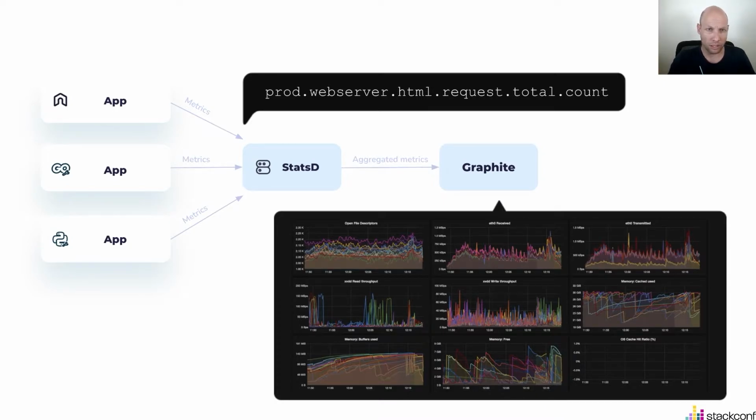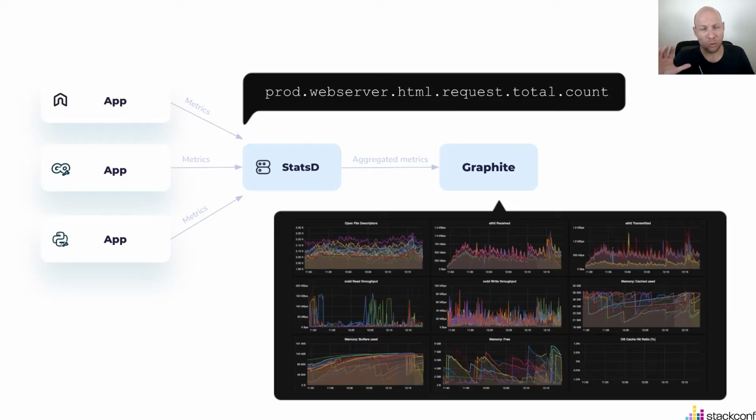You can see here how a visualization of Graphite metrics would look like on the screen, and also how metrics look like. That's the common, famous hierarchy dot notation of Graphite, representing essentially how our application is deployed in the environment. So in this example here, we have production, inside it the web server, in it the HTML service, and in it the respective metrics, request total count, it could be error total count, or any other.